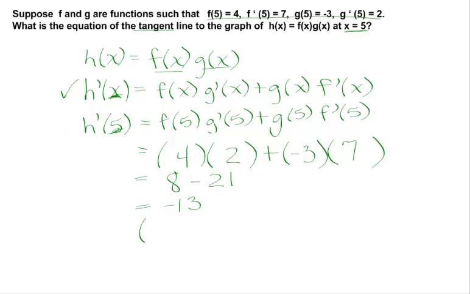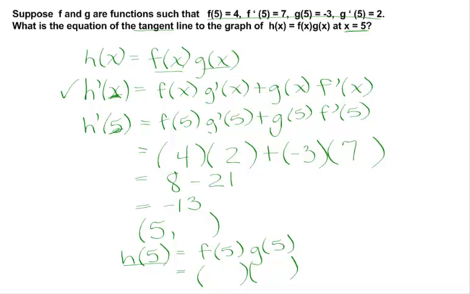My point is 5, what? Well, I have a definition for h. It is f times g. And they gave me these two values so I can find what y is when x is 5. F of 5 is 4. G of 5 is -3. So my y coordinate to the point of tangency is -12.